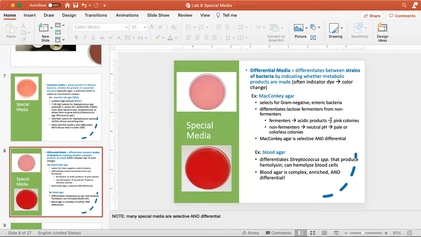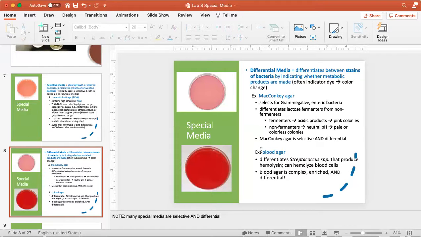If we have a gram-negative intestinal bacterium that can't ferment lactose, that means those bacteria are not going to change the pH to acidic, and we're going to be left with a neutral pH. And those colonies are going to grow just as ordinary, pale, beigeish, colorless colonies. So McConkey's has both characteristics. It's going to be selective and differential for different strains of gram-negative enteric bacteria.